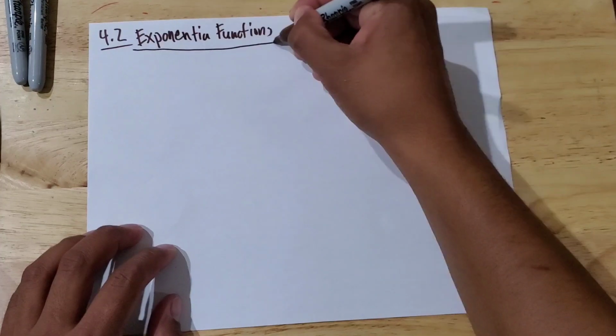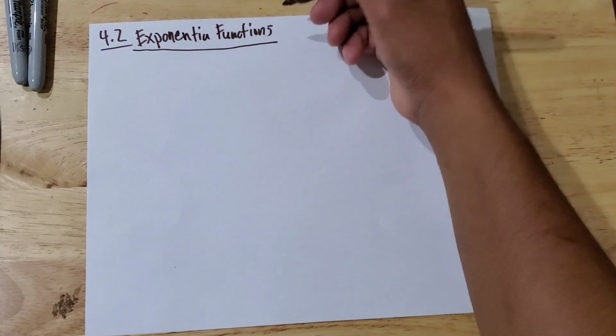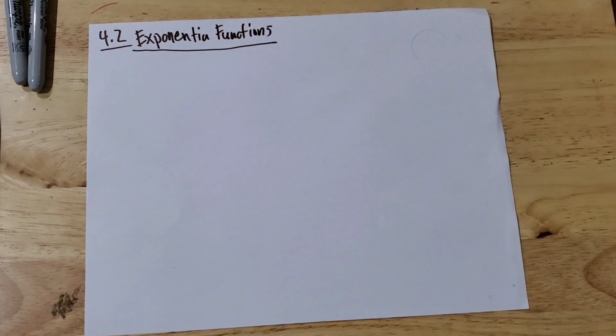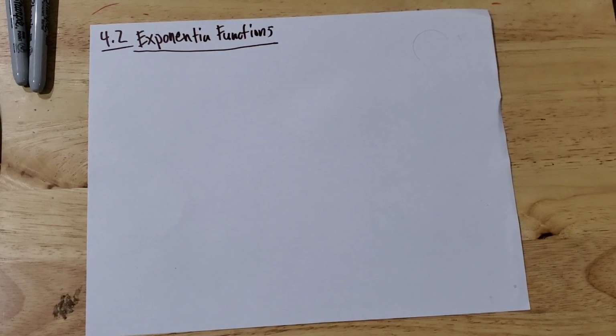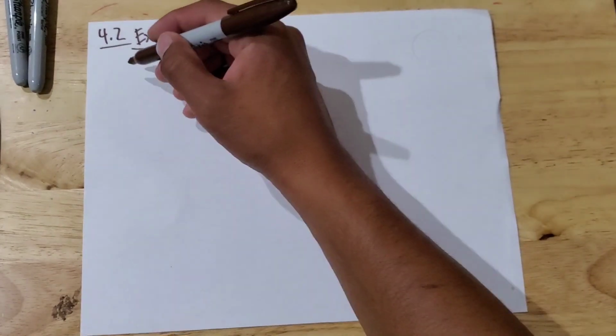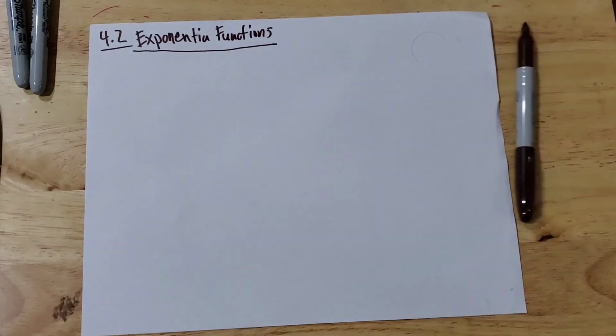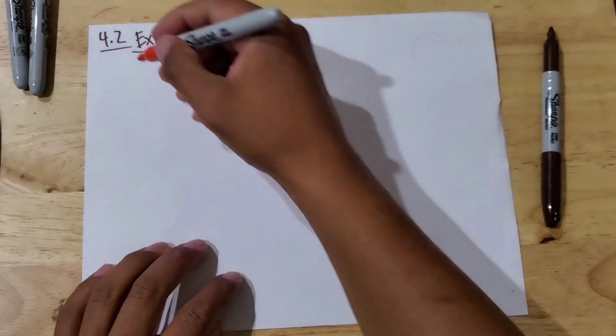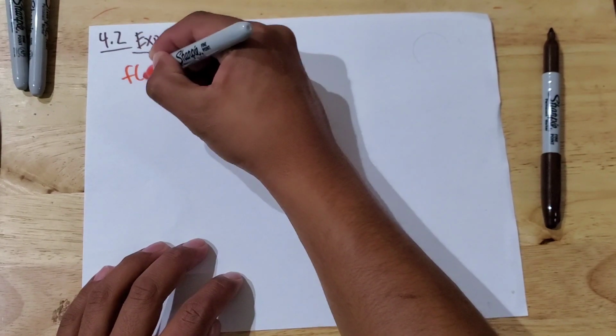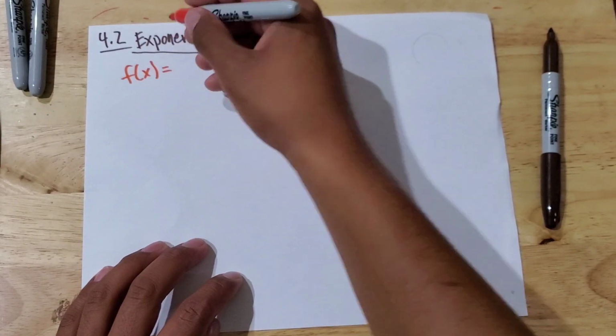So up until now we hadn't seen any new functions. All we saw was absolute value, square roots, cubes, linear functions, quadratic functions. But now here's a new function that we're going to look at, and that's this exponential function. What the exponential function looks like, again, we're going to use function notation.